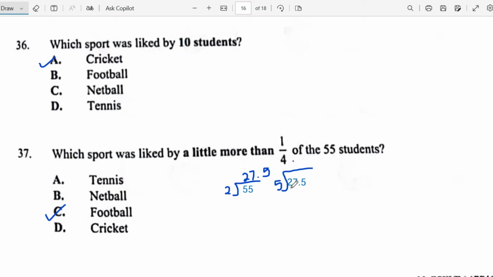So we're cutting the 20 in half, which is 10. And we're cutting the 7.5 in half. So that's 3.75.